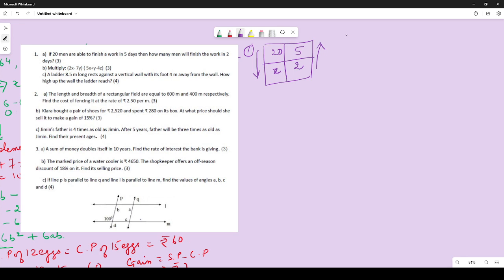So now we come to the equation, which is x by 20 equals 5 by 2, right? So this means x into 2 is equal to 20 into 5. So when you are looking at how many men will finish, 20 men finish it in 5 days, so how many men are needed? So x will be 20 into 5 by 2. That makes it 50 men. So 50 men will be needed to finish this work. Now let us move to the next question.